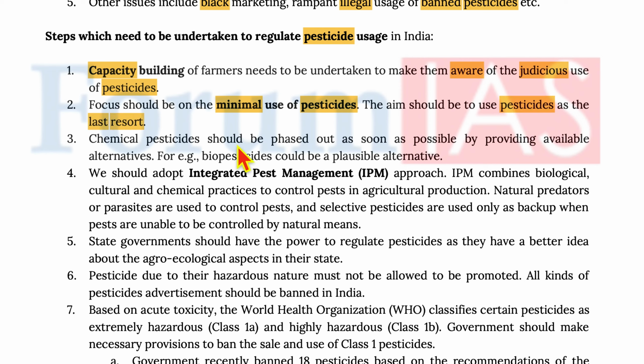Chemical fertilizers and pesticides should be phased out as soon as possible by providing available alternatives. For example, biopesticides could be a plausible alternative. We should adopt an integrated pest management approach. Now IPM combines biological, cultural and chemical practices to control pests in agricultural production. Natural predators or parasites are used to control pests, and selective pesticides are used only as backup when pests are unable to be controlled by natural means.